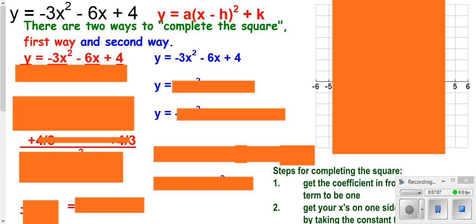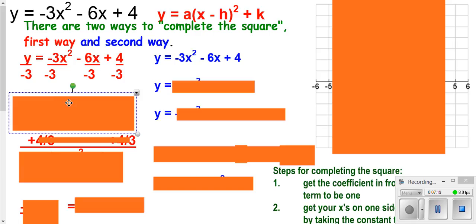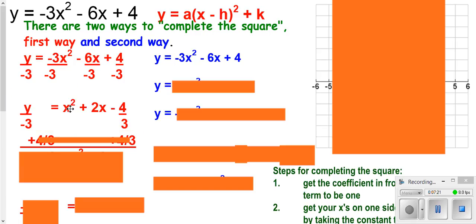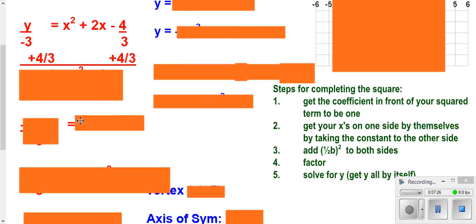So go ahead and try to complete the square on your own for this one, and then follow the video to see if you agree with it. Get the number in front of your square term to be 1 by dividing everything by 3. And then we get this. Get your x's on one side by itself by adding 3 or 4/3 to both sides. Then we can actually complete the square.